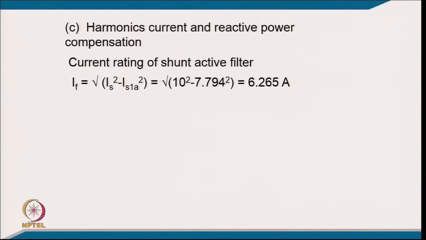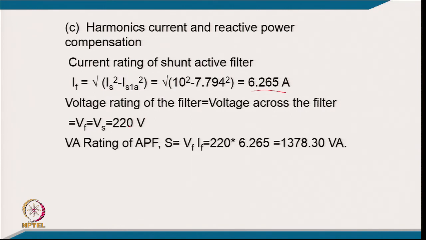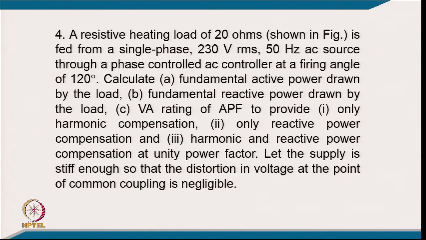For harmonic current and reactive power compensation, the current rating of the shunt active filter is the square root of IS square minus IS1 square. Only the active component flows, because you have to compensate harmonics as well as reactive current. This comes to 6.265 ampere. The voltage rating is again the same as the supply voltage, 220 volt, since it is connected in shunt, and the VA rating will be current multiplied by voltage, typically 78.30. This is higher than that for only harmonics. This is for harmonics and reactive power also.